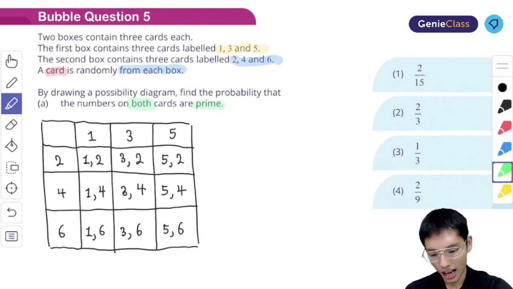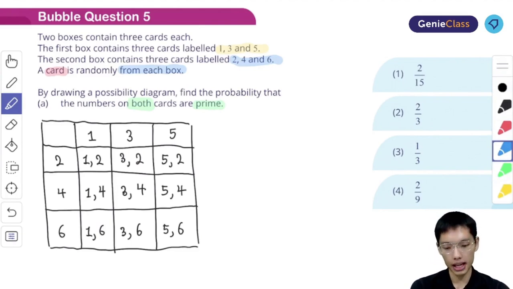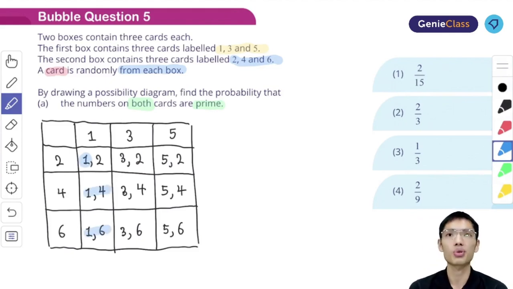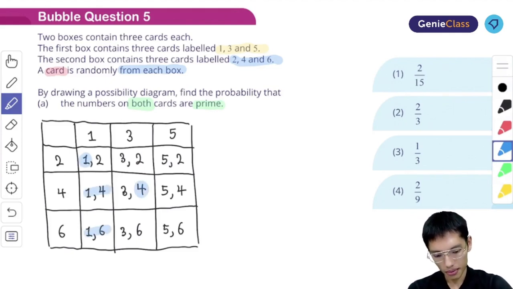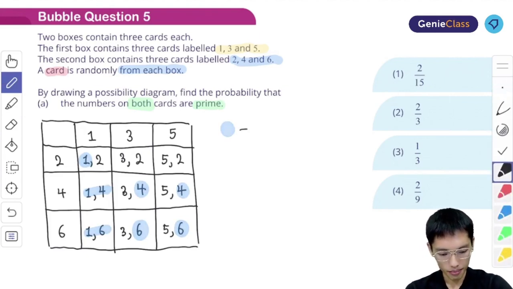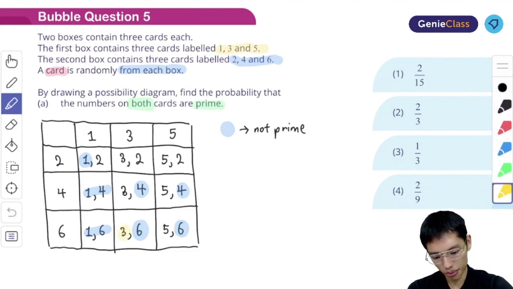So therefore, I am going to tell you all the numbers that are not prime. This is not prime. These 2 are not prime. Henceforth, these 2 are not prime. This is not prime. This is not prime. These 2 are not prime. Okay, so these numbers are the numbers that are not prime. So you can do some notations on your side, and once you realize that the rest of the numbers are prime, and looking at the question, I want both prime.